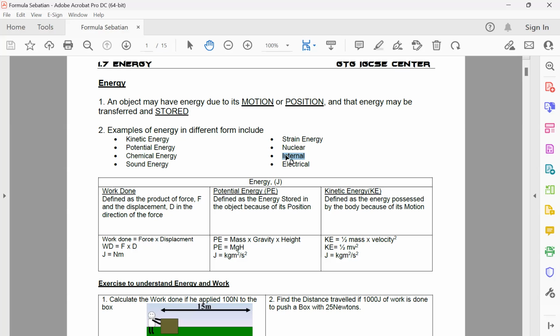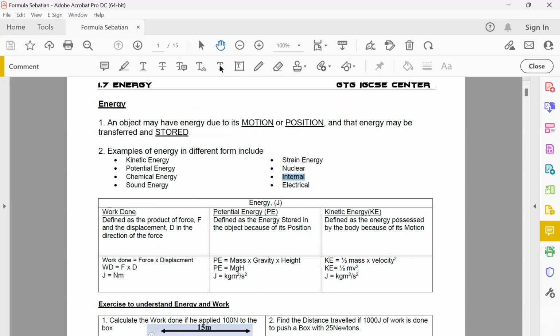Guys, anytime you see the word internal energy, I want you to write this down because everyone always forgets this. Internal energy is anything that has heat inside. For example, human beings, we have internal energy. That's why our body is warm. If I have a hot cup of water, it is said to have internal energy also because it is hot. But alternatively, a cold cup of water will not have internal energy.